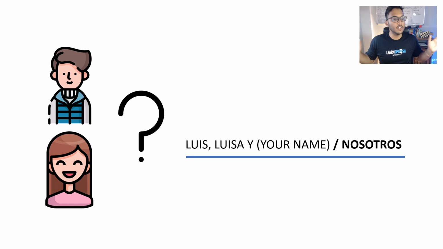So you could say, for example, Luis, Luisa, and you can put your name there. If your name is Jefferson, you can say Jefferson, or if you're a girl, you could say Karen. So Luis, Luisa, y Karen, or Luis, Luisa, and Jefferson. That is a possibility. Now, if you want to represent that group, instead of saying the names, you can only say nosotros. You don't need to say Luis, Luisa, and your name because you're saying nosotros. So that is clear and easy to understand.